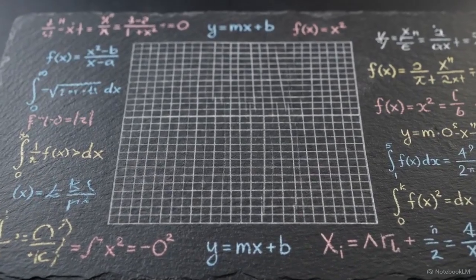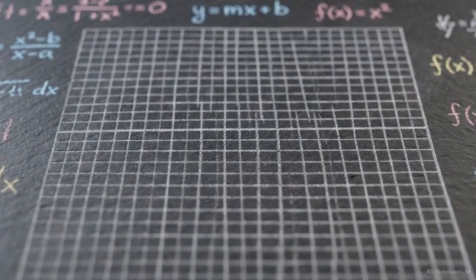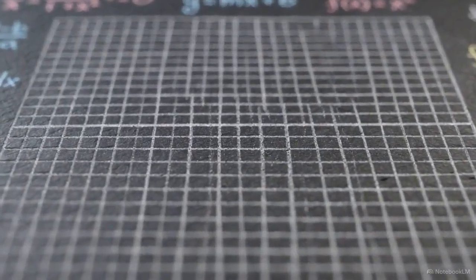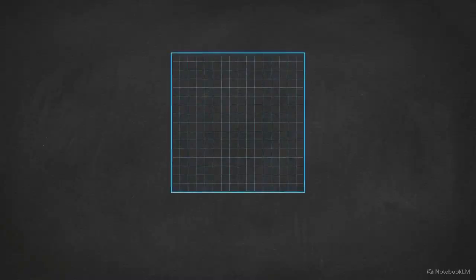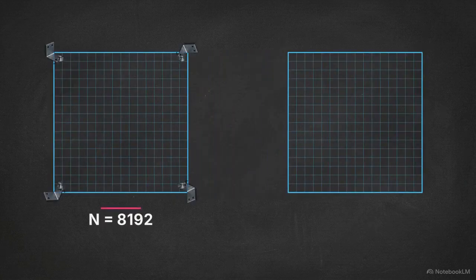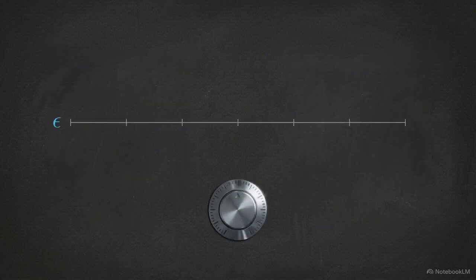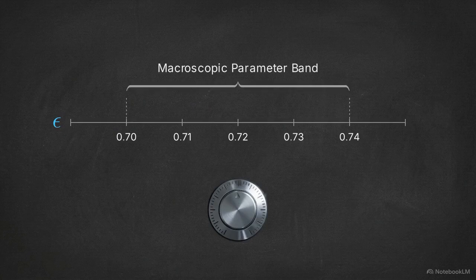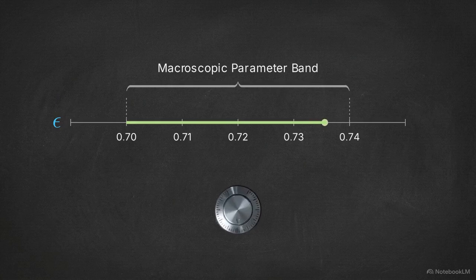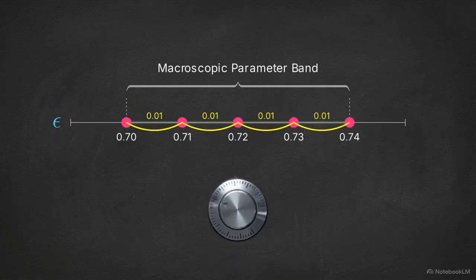We are operating strictly within the confines of the twisted boundary grid WBA operator, analyzing its behavior on a finite Ulam mesh. Every data point we examine here is strictly scoped to two specific grid resolutions, n equals 8,192 and n equals 16,384. Across this grid, we are evaluating a macroscopic parameter band. We are varying the parameter epsilon from 0.70 to 0.74, stepping forward in increments of precisely 0.01.